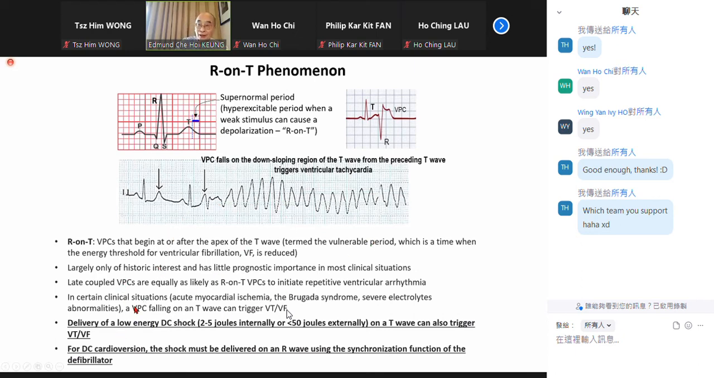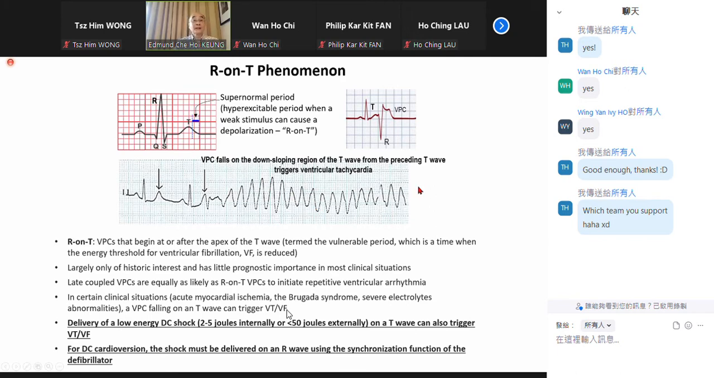So that's why you have to synchronize it. Otherwise, you deliver a shock of 50 or even 60 or 80 joules externally, and it happens to fall here, then this guarantees you this can happen.